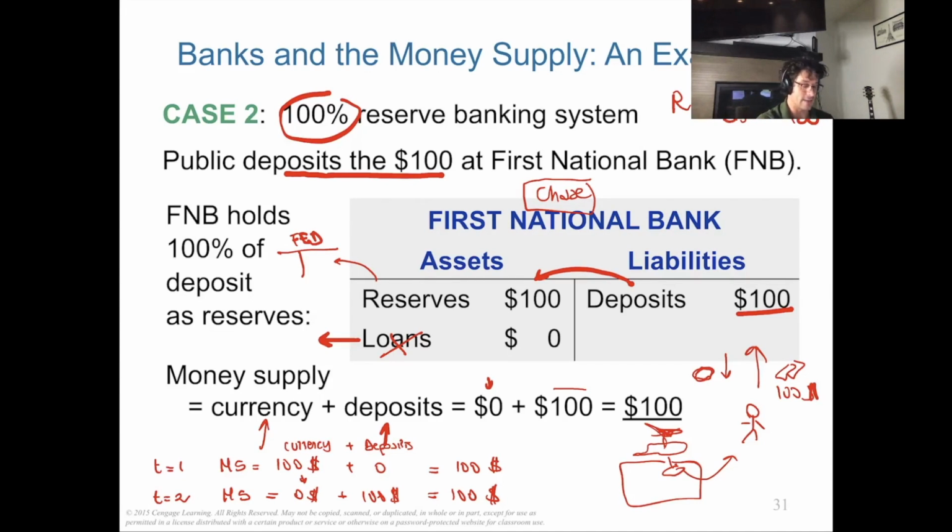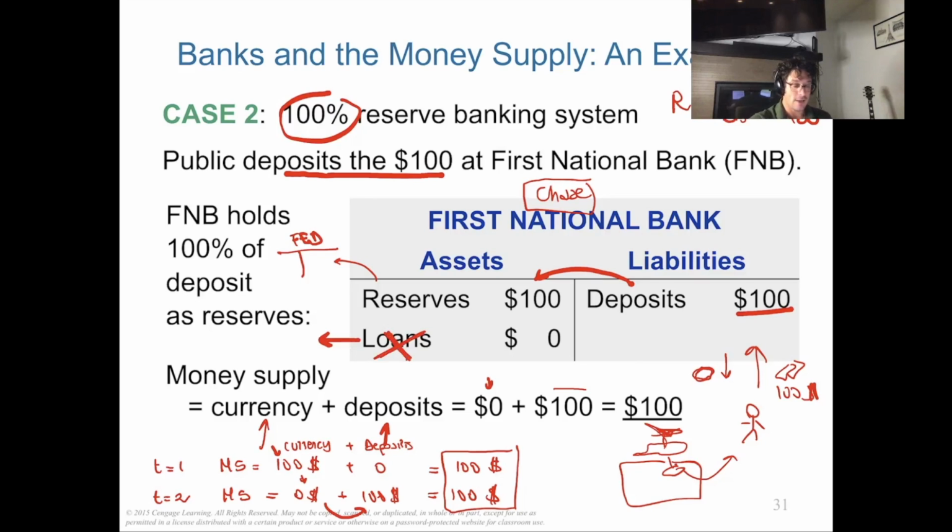I get this $100, I put it in a bank. In exchange, I get a credit card. So we pass from t equal to 1, where there was $100 injected in the economy in terms of cash or currency, and now this is transformed into demand deposits. And eventually the money supply does not change. Okay, why? Because the banks do not make any loans.